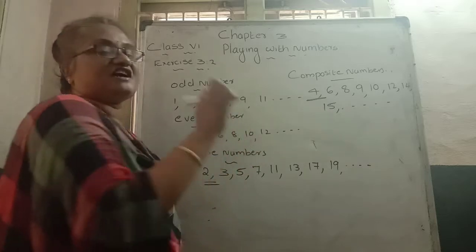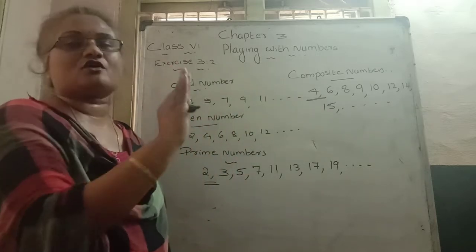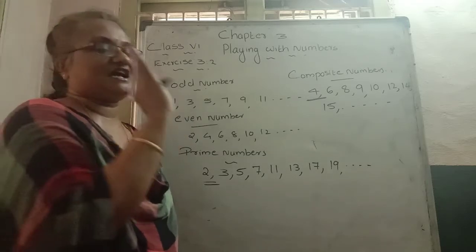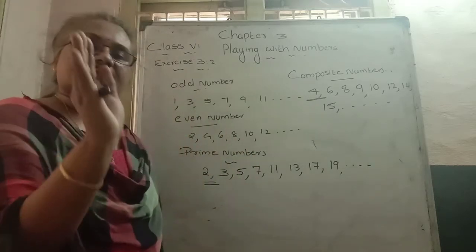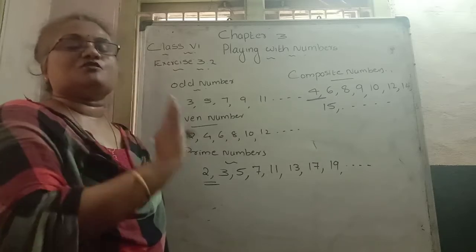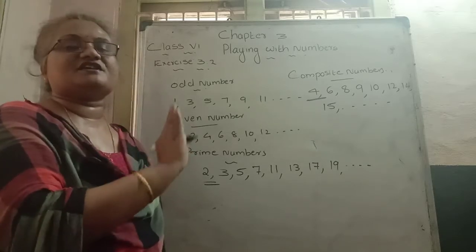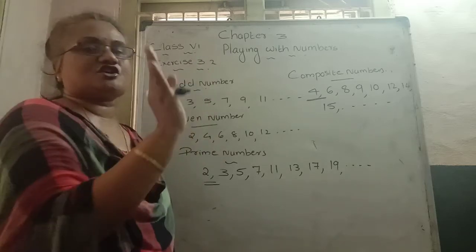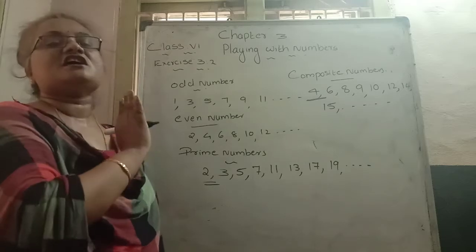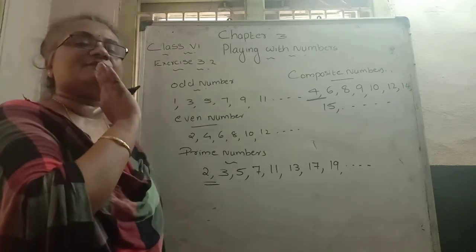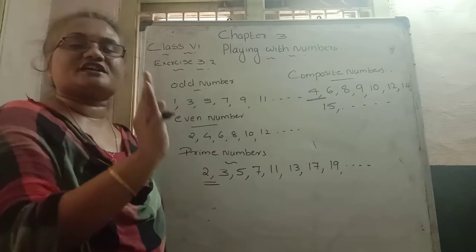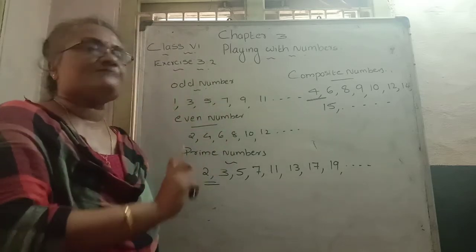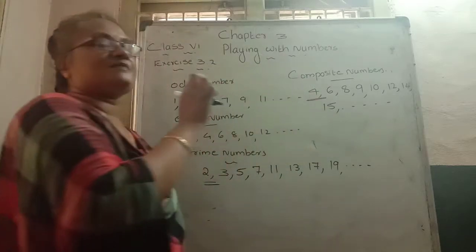Then 1 is neither prime nor composite. 1 belongs in both cases, so we don't consider 1 a prime number, and we don't consider it a composite number. That's why 1 is not prime and not composite. So 2 is the smallest prime number and 4 is the smallest composite number.